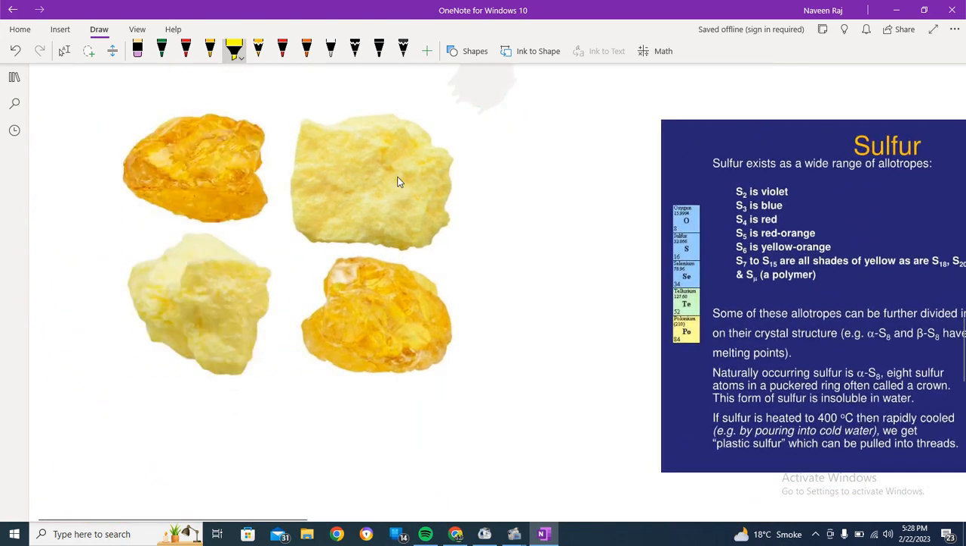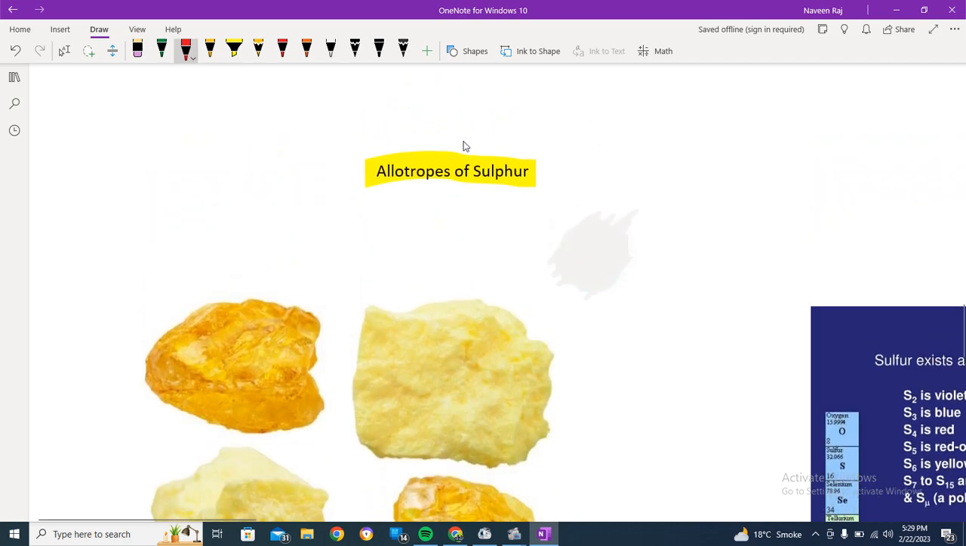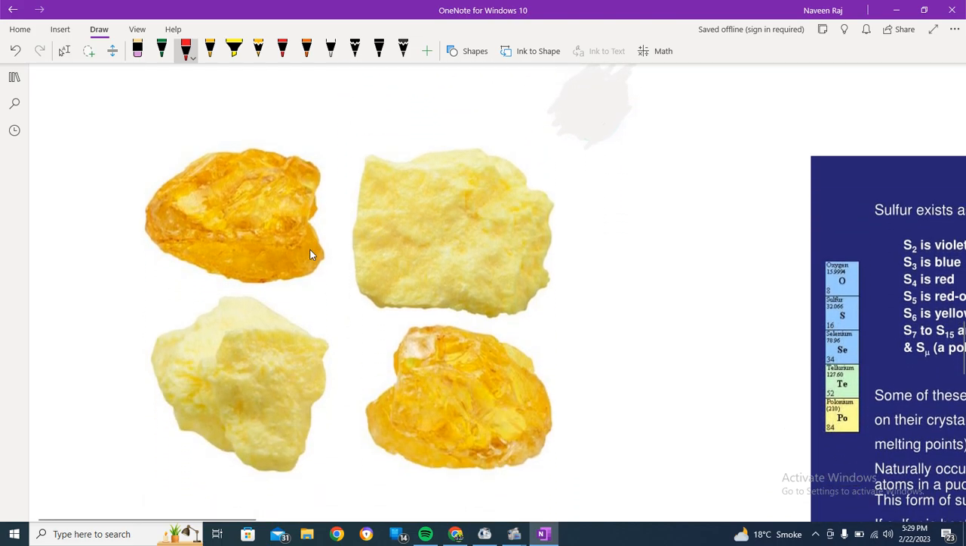So here, first of all, there's a beautiful picture which shows you a similar sort of yellow substance. This is all sulfur. I have told you what allotropes are: pure elements, but their properties are different due to the arrangement of atoms in them. So their physical properties get differentiated. These are all the same atoms, but the arrangement of atoms is different, so we get different forms. Some are solid, some are powdery form, etc. We have discussed all this in the previous video. Today we're looking into more detail, focused on sulfur.